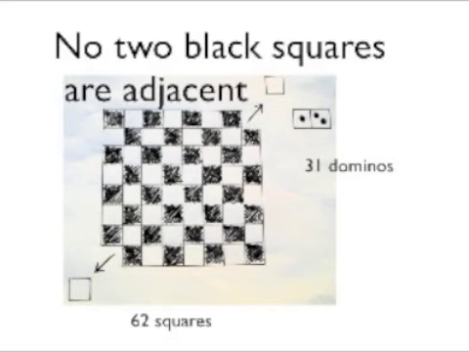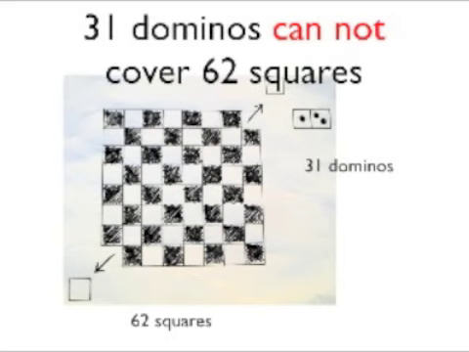Notice there is no place on the checkerboard where 2 black squares are side by side, like states that ban gay marriage. Therefore, there is no way the 31st domino can cover them both. Therefore, 31 dominoes cannot cover the 62 squares.